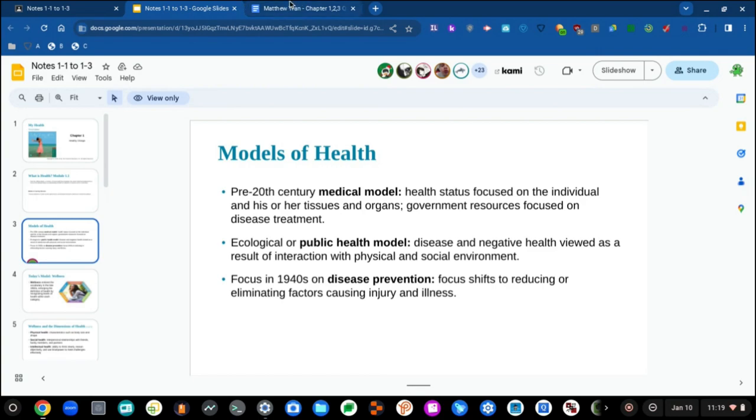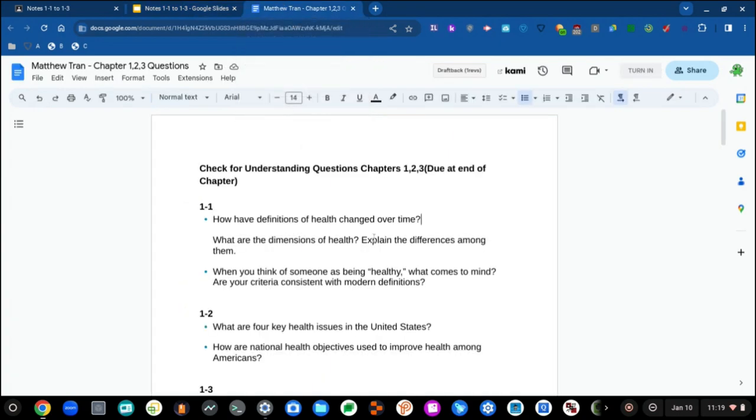As far as the health models, you just have to know those three. Like I said, if you can put those three in the first question, that's what you want to do. Just make sure you know what those three are. You can summarize them, type them, or copy paste them, whatever you feel more comfortable with.